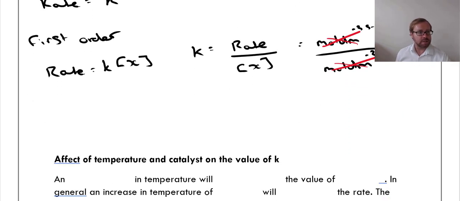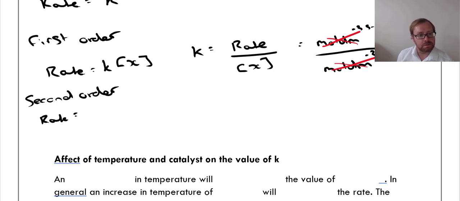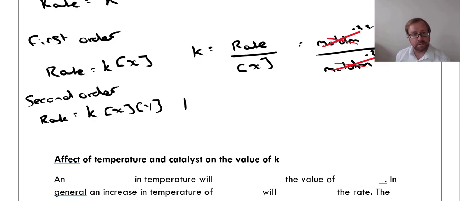Okay, and lastly, we'll have a look at second order. So rate equals K, I'll just do X and Y. So these are two first order reactions that add up to a total order of 2. And I need to rearrange this equation. So rate equals K, X and Y.